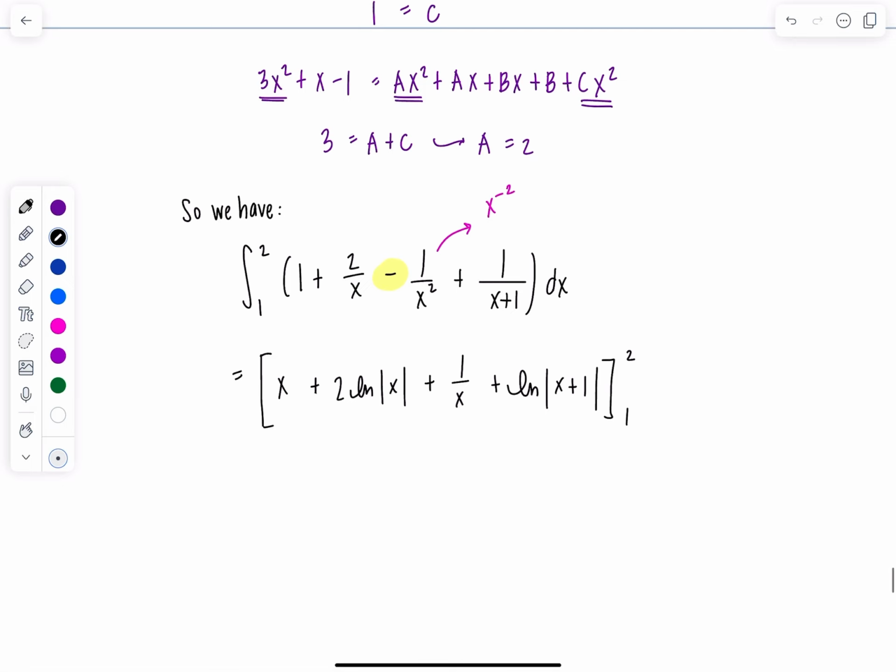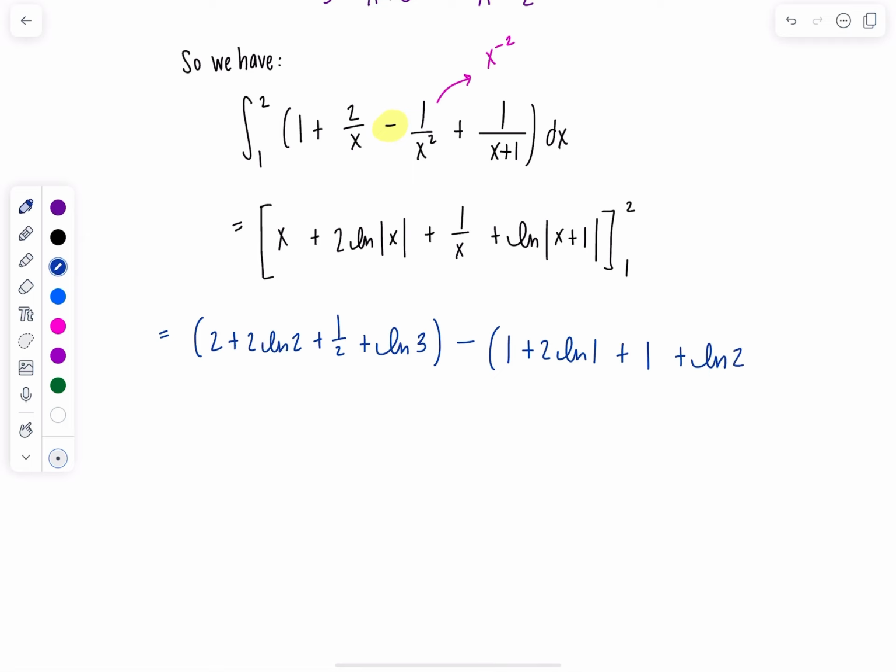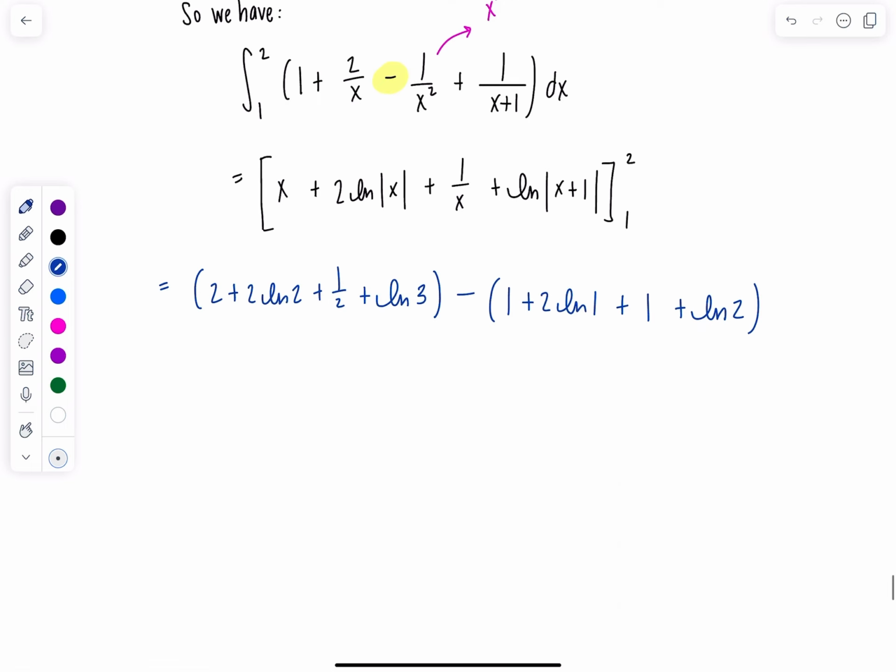Okay. And once I plug in the limits of integration, then I can drop the absolute value on the natural logs, but not yet. So here we go. 2 plus 2 ln of 2 plus a half plus ln of 2 plus 1 is 3, minus, now I'm going to plug in 1. 1 plus 2 ln of 1 plus 1 over 1 is 1 plus ln of 2. Okay, I'm going to clean up just a wee bit more.